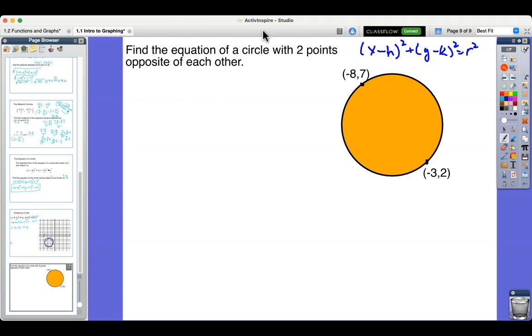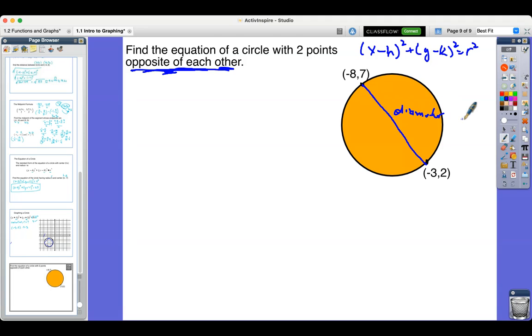So we're going to find the equation of a circle where these 2 points are opposites of each other. Here's the key part: opposites of each other. If they're complete opposites of each other, what does that mean, you think? It means the distance across from them goes perfectly through the middle. From geometry, what is this called when you go across the middle of a circle? This is our diameter.